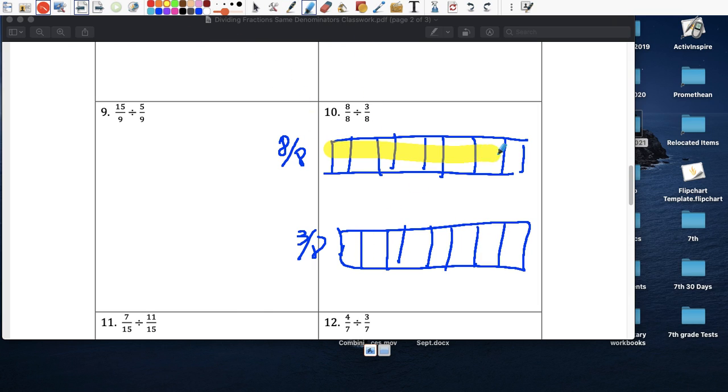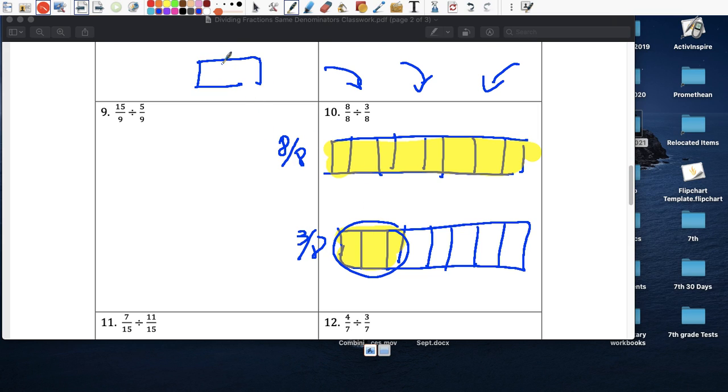8 over 8 would be the whole thing, right? 8 over 8, 8 pieces out of 8. The bottom is 3 pieces out of the 8. So how many times can these 3 fit in here? Right? How many times can 3 over 8 fit in there? I want to take that piece, 3 over 8. 1, 2, 3.